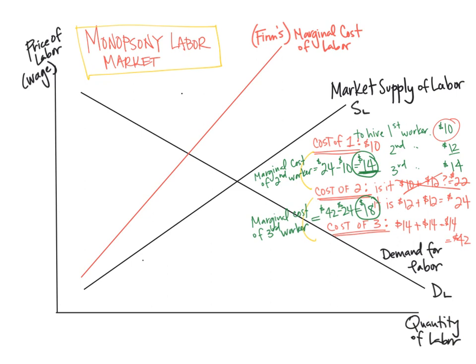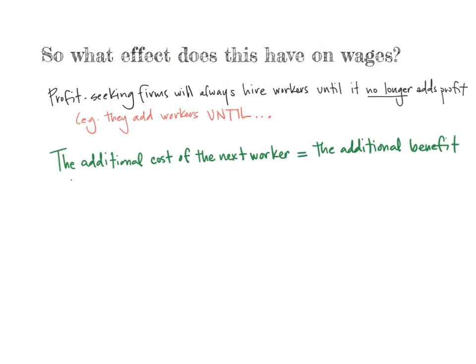So when you're a firm that has what we call monopoly power, even though in this case it's a monopsony, you have power, you have mass, you have price setting ability in the market. You face a higher marginal cost of labor. Phew, I'm glad we got that sorted. So what effect does this have on wages?